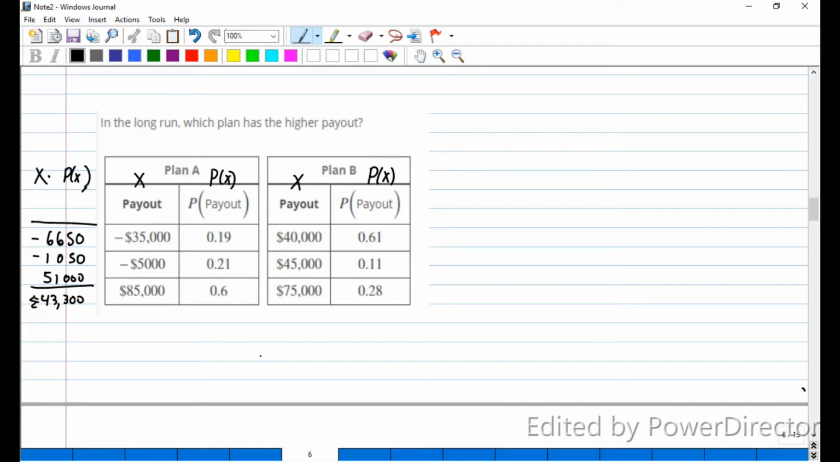Let's just say this was flipping houses, and plan A, maybe we're flipping houses in this certain city, and on average, 19% of the time I lose $35,000 when I flip the house. It's like buying a house, renovating it, selling it. 21% of the time I lose $5,000, but then 60% of the time I gain $85,000. So over the course of time, that will be $43,300 for plan A. Now plan B, I need to do the same thing. And now I need to figure out the expected value for plan B.